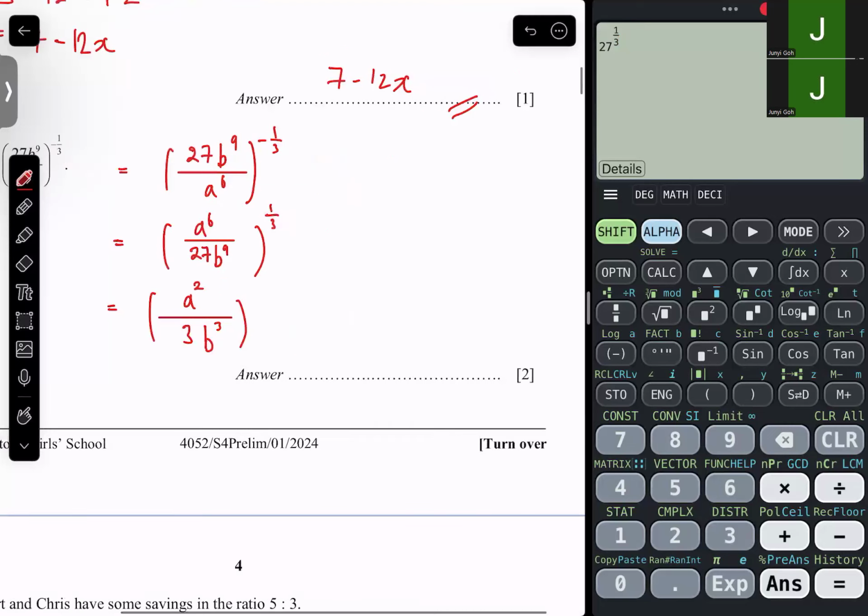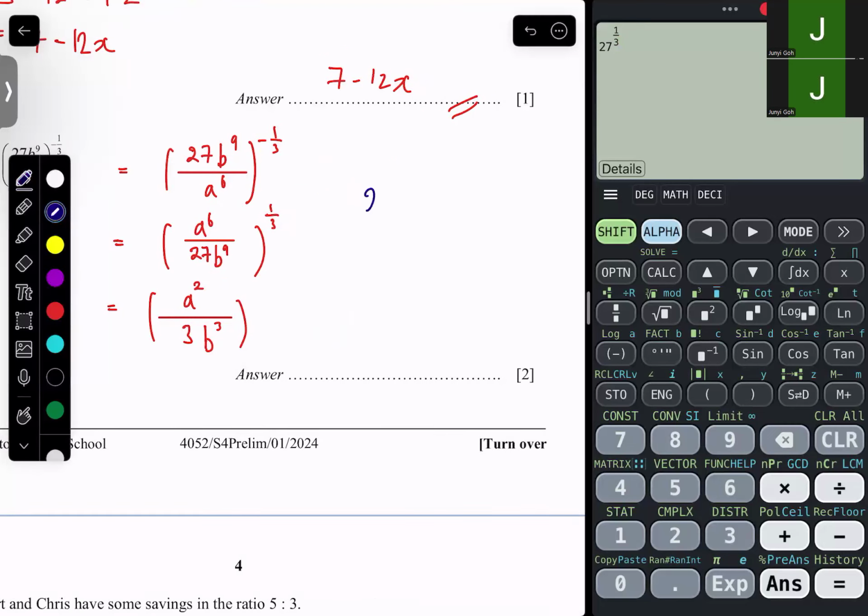Now, how did they get to 3? If you really want to understand the principle behind it, 27 to the power of 1/3 as an indices, 27 is 3 to the power of 3. So then the power will multiply, giving us 3 to the power of 1. That's how we got the 3. So anyways, the answer is a squared over 3b cubed.